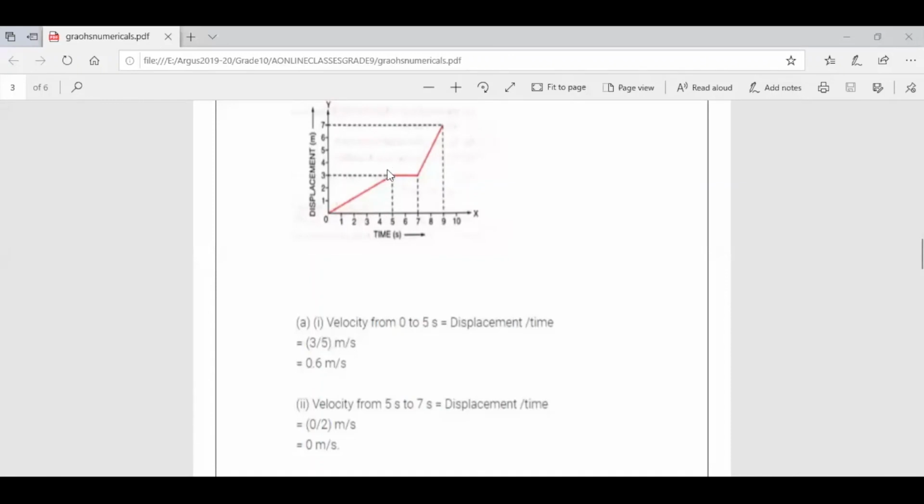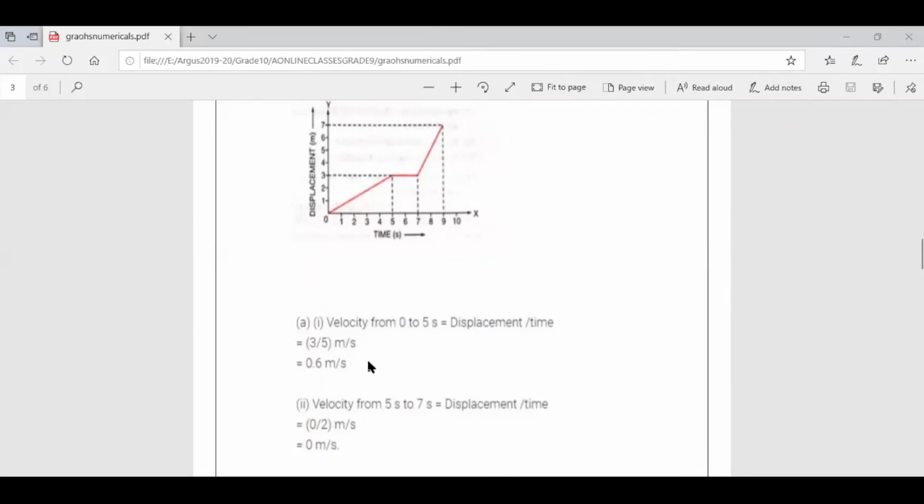Are you understanding? See again. This is from 0 to 5 seconds. This is the line. How do you find the slope? From here, go perpendicular to the y-axis. So 3. From here to the y-axis, 0. So 3 minus 0, 3. Now from here, perpendicular to the x-axis, come down, 5. From here 0. 5 minus 0, 5. So 3 upon 5. So 0.6 meters per second is the velocity between 0 and 5 seconds.